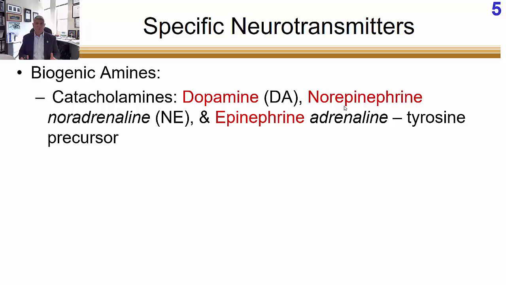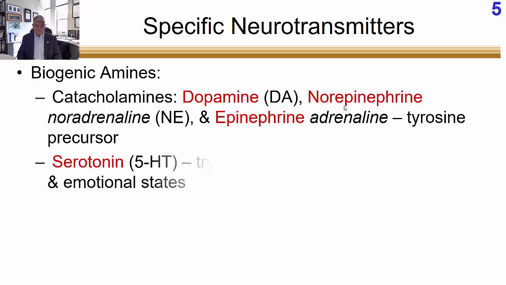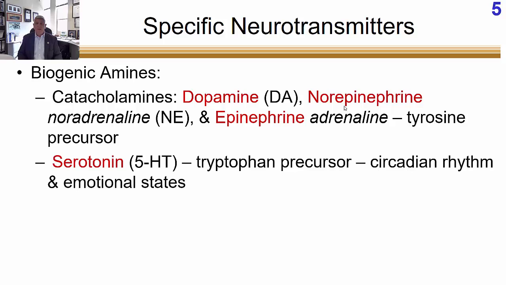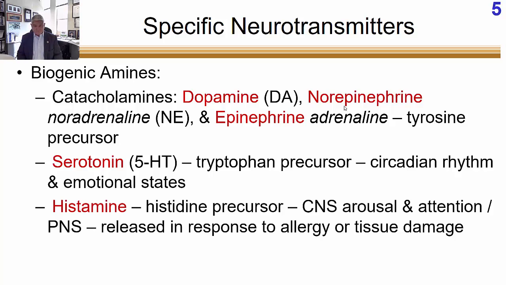These three neurotransmitters are grouped together because they all come from the same synthesis pathway, starting with tyrosine. Serotonin is the indolamine, and it has a tryptophan precursor protein. Serotonin is involved in circadian rhythm and emotional states. All of these biogenic amines, the catecholamines and serotonin, well, dopamine and serotonin are definitely neuromodulatory in nature. They can be used as discrete signaling molecules like dopamine in the reward system, but in general, they're sort of affecting the excitability of other neurons.